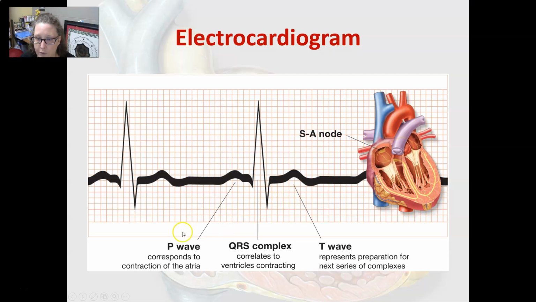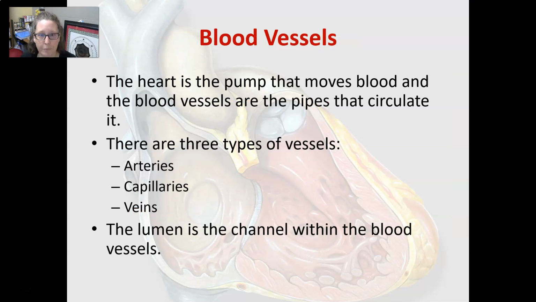This can give you a lot of information on how things are going in the heart, how the electricity is being conducted in the heart, and it can give some indications, for example, if somebody's having a heart attack. All right, so let's move on to the blood vessels.